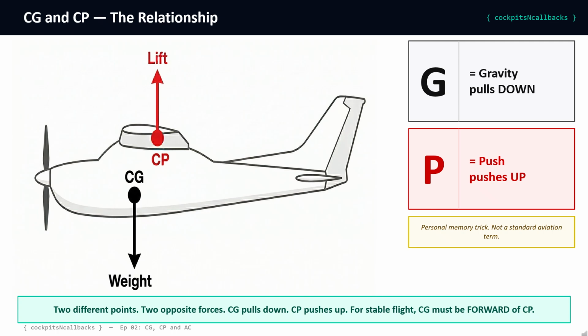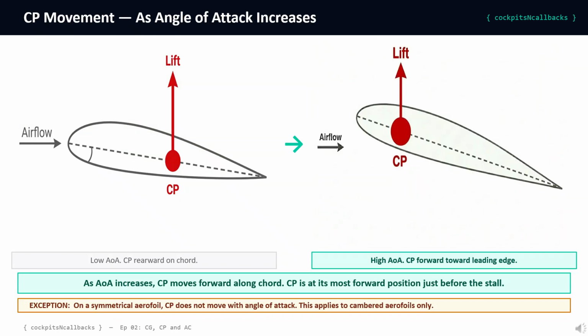And the most important relationship in this episode is this. For stable flight, CG must always sit forward of CP. That single relationship is what keeps the aircraft wanting to return to level flight after any disturbance. It will appear in the exam. Back to the question from the beginning. Does lift act at the same point throughout flight?